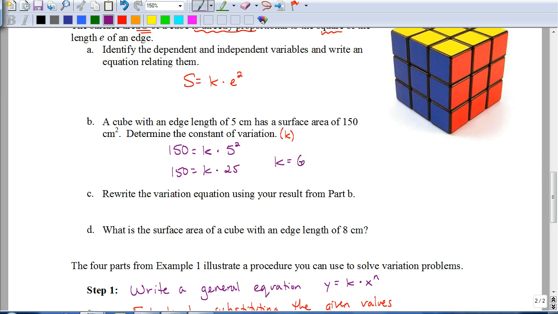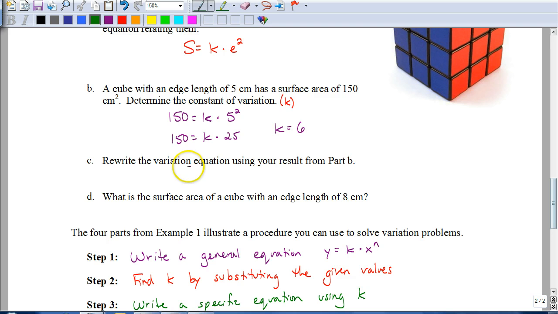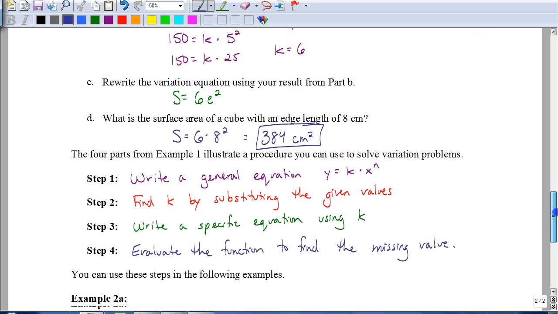So now part C, why don't you set up the equation and pause the video. Okay, you should have gotten S equals 6 times E squared. Okay, now use that equation to do part D. Okay, what you should have done, put 8 in for E, so it'd be 8 squared, or 64 times 6, which gives you 384. Here we're dealing with centimeters. We're trying to find the surface area, so it's going to be squared. Anytime we deal with area, it's square units. Volume is going to be cubic units.